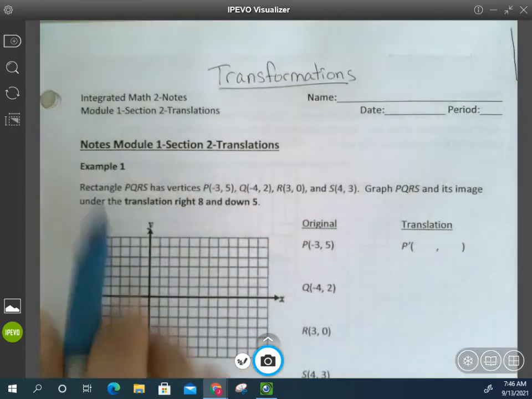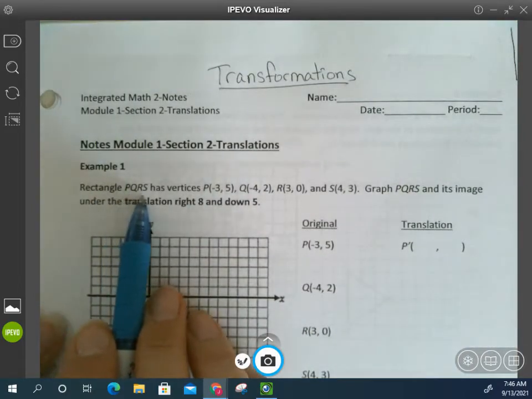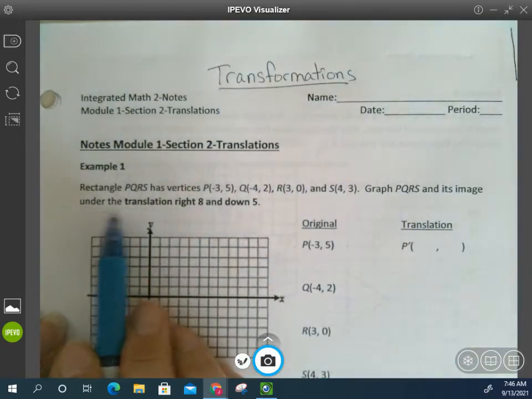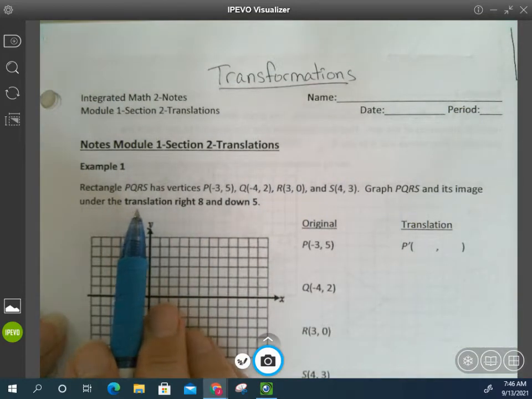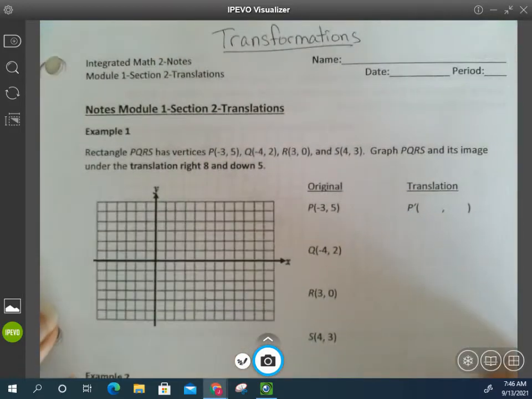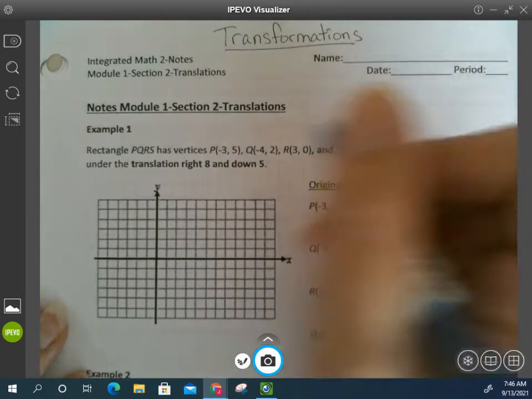So in this example, we have the rectangle PQRS that we need to graph. And once we graph its image, we're going to do its second image under the translation of right 8 and down 5. So go ahead, take a minute and graph this. Make sure you label it.